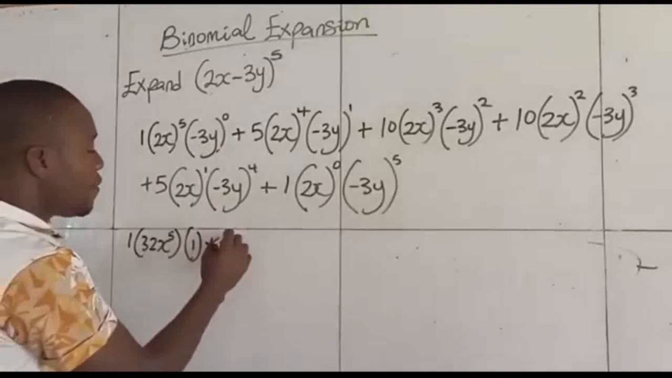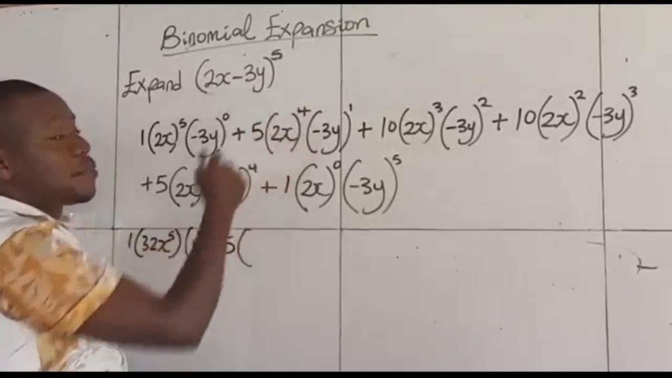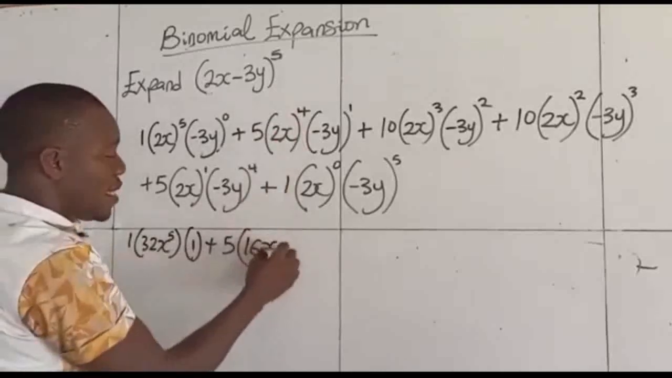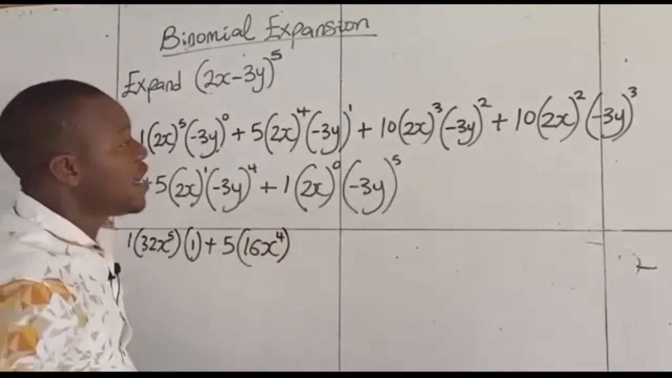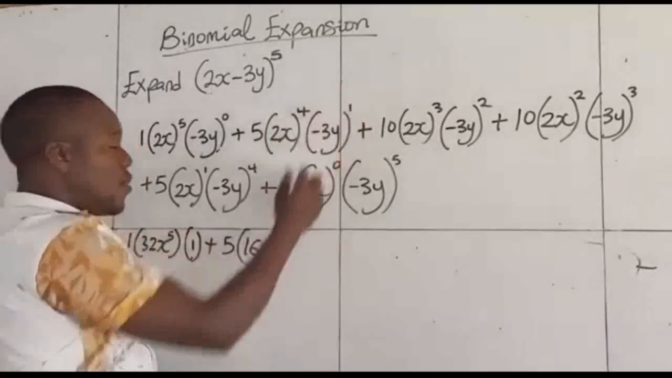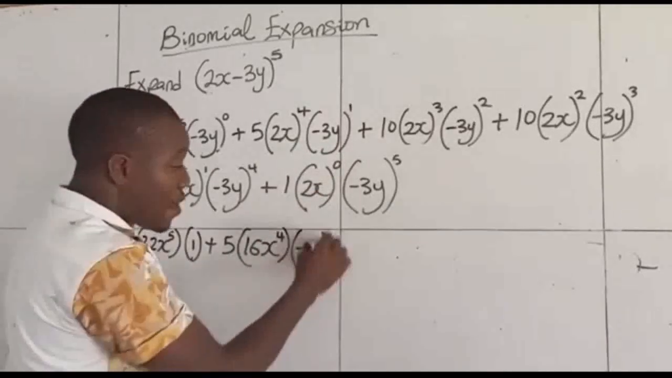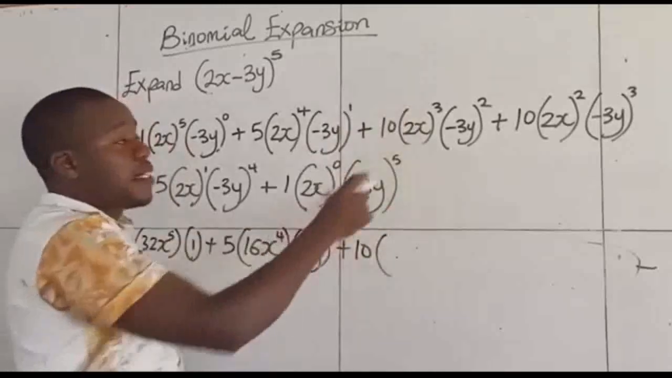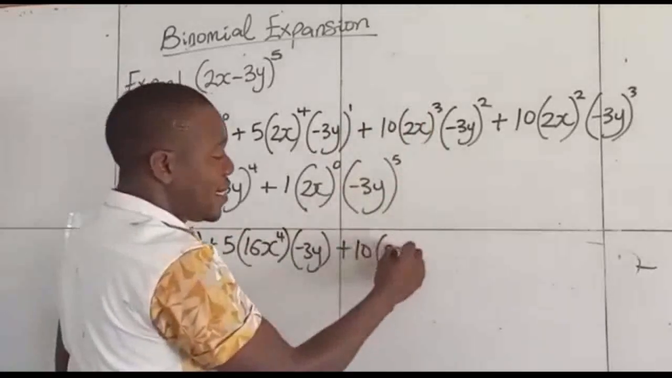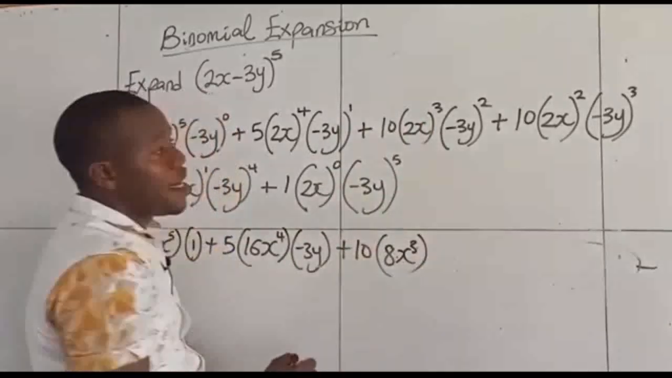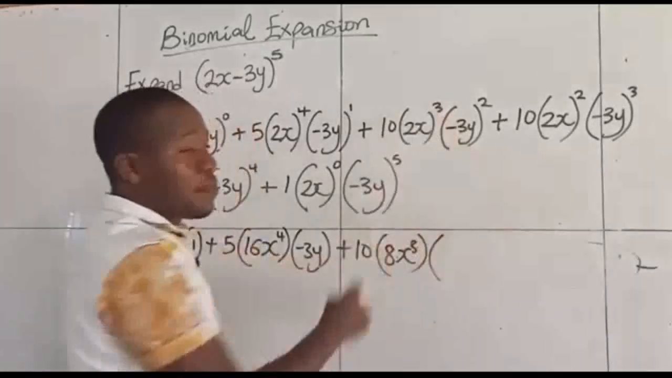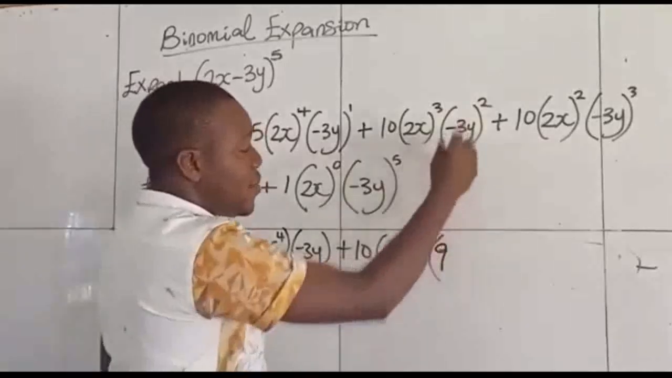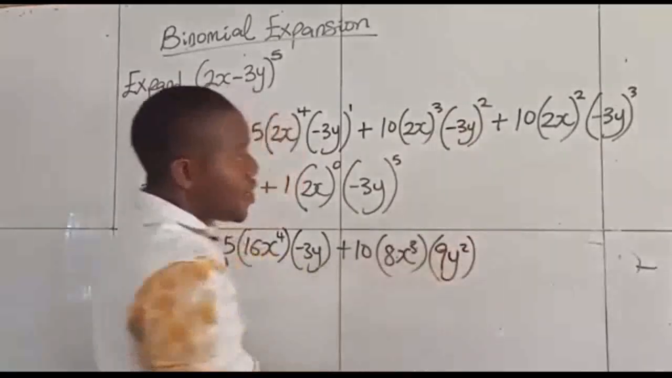Plus 5, 2x raised to the power 4. 2 raised to the power 4 is 16. x raised to the power 4 is x raised to the power 4. And then minus 3y raised to the power 1 is minus 3y. And then we have plus 10, 2x raised to the power 3. 2 to the power of 3 is 8. And then x to the power of 3. Then minus 3y to the power of 2. Minus 3 to the power of 2 is 9. And then y squared. That's what we have.